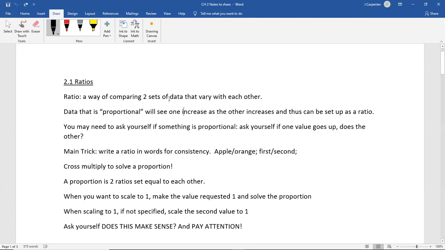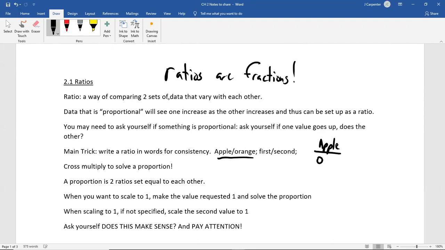Especially with these ratios and proportions, when we're going to have more than one of these things, it's really important to use your words to set up a fraction. Remember, ratios are fractions. So this apple slash orange, the way you would really write that is apple on top of orange. And your words don't have to be exactly what, it's just whatever you can relate to. So you could say the first thing on top of the second thing. It doesn't have to be first over second. You could go second over first.